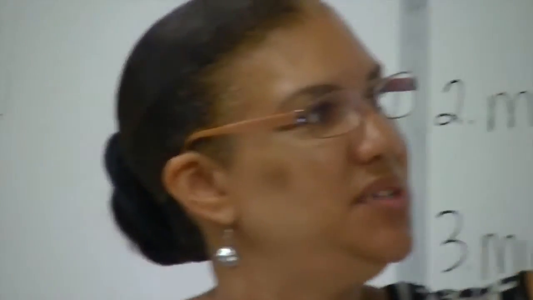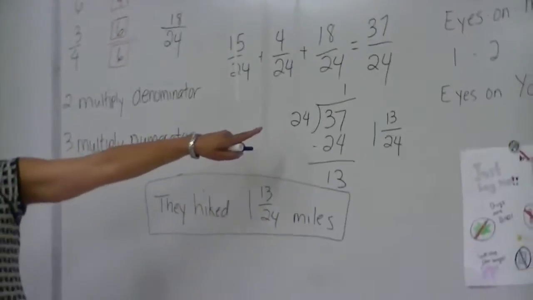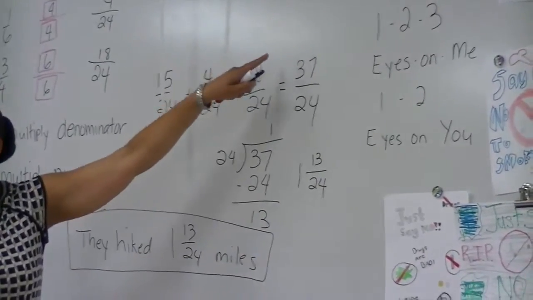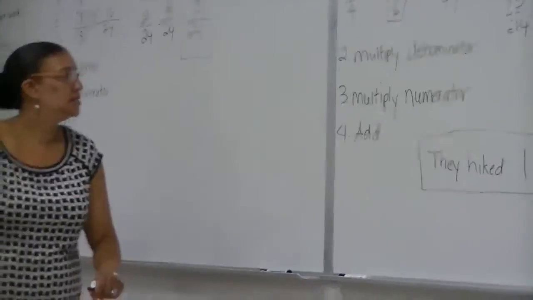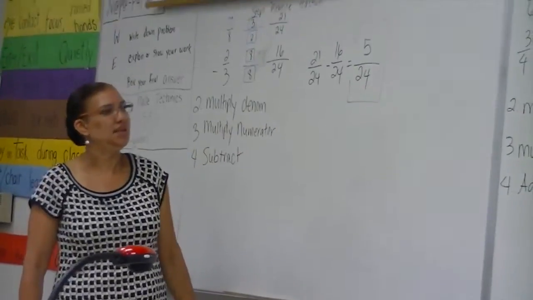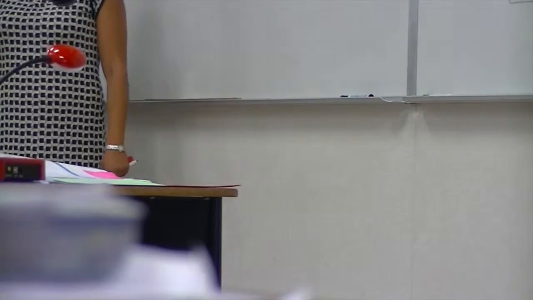This over here, this was not simplified. And you need to simplify your answer to the simplest form. 37 is larger than 24. So this is not simplified, so we had to divide the denominator into the numerator. Over here, the numerator is smaller than the denominator, so we don't need to divide. Good question. Give me a thumbs down if you're not with me.